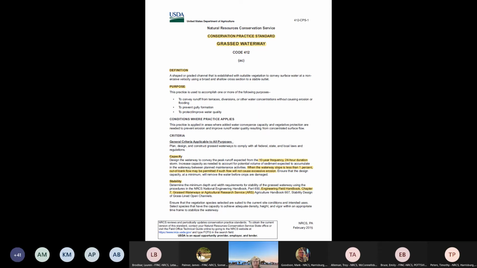Like I said, if I'm going to do a design, I always pull out the practice standard and go through it. I highlighted a few things. Mark talked about waterways a good bit, so I won't repeat what he said, but from here I would see the capacity, you're looking at a 10-year, 24-hour duration typically. If a waterway is going to protect a structure, then we'd have to size it for the 25-year storm. This gives some good guidance on slopes, if the slope's less than 1% out of bank flow is okay. The stability portion refers to Engineering Field Handbook, Chapter 7.